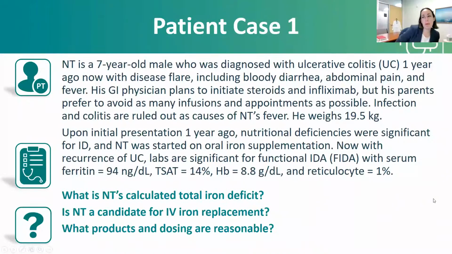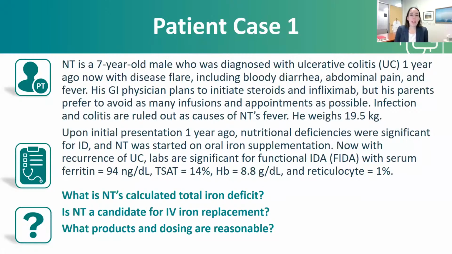Okay, so let's work through a couple patient cases. Patient case 1, NT is a 7-year-old male who was diagnosed with ulcerative colitis 1 year ago. He presents now with another disease flare. He has bloody diarrhea, abdominal pain, and fever. His GI physician is going to initiate steroids and infliximab, but his parents want to avoid as many infusions as possible, of course. Infection and colitis are ruled out as causes of his fever, and he weighs 19.5 kilos.